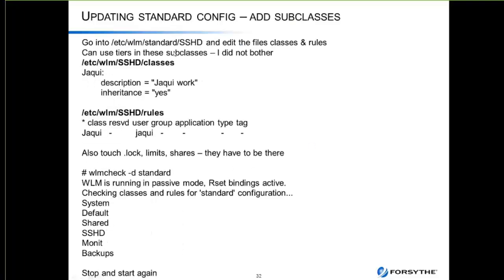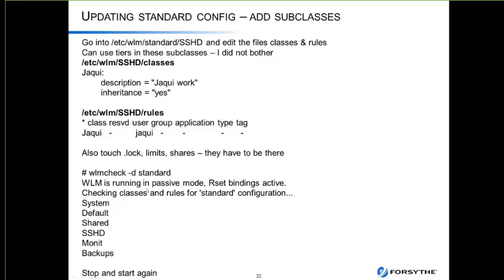So now I go in and add my subclasses. I go into WLM SSHD and I create a class called Jackie. I didn't bother with tiers in here because I was just creating one subclass. I then created a rule that said anything that's run by the user Jackie will be in the Jackie subclass. And I just touched the .lock, limits, and shares because they had to be there. I didn't bother with limits because, again, since I've only got one subclass, limits don't really apply.